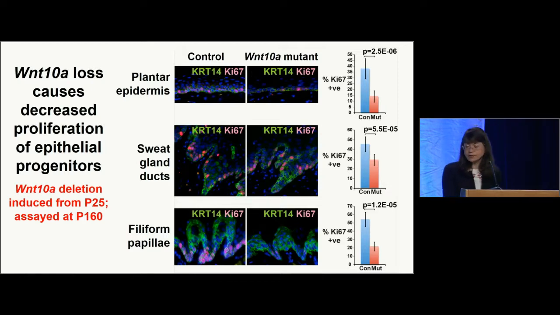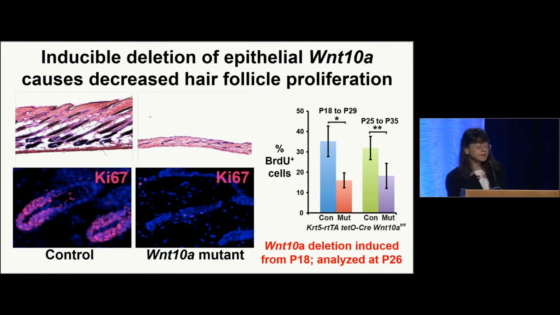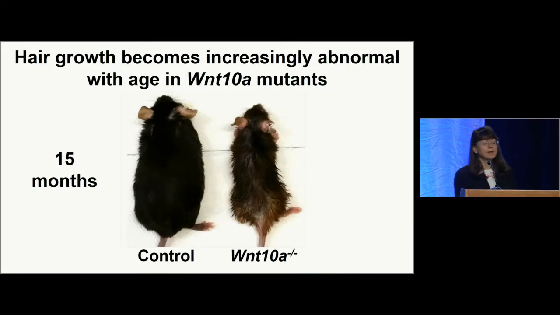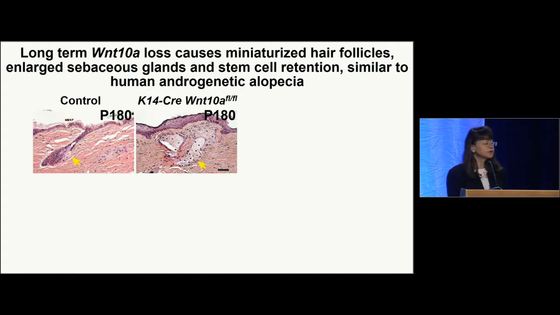So the defects that we see seem to be due in part to decreased proliferation. The mutant mice displayed decreased proliferation that was statistically significant in all of the epithelia that we examined. These included hair follicles, which showed delayed anagen onset and markedly reduced proliferation. With age, these hair defects became increasingly severe, ultimately leading to a miniaturization of the epithelial portion of the follicle and enlargement of the associated sebaceous glands.